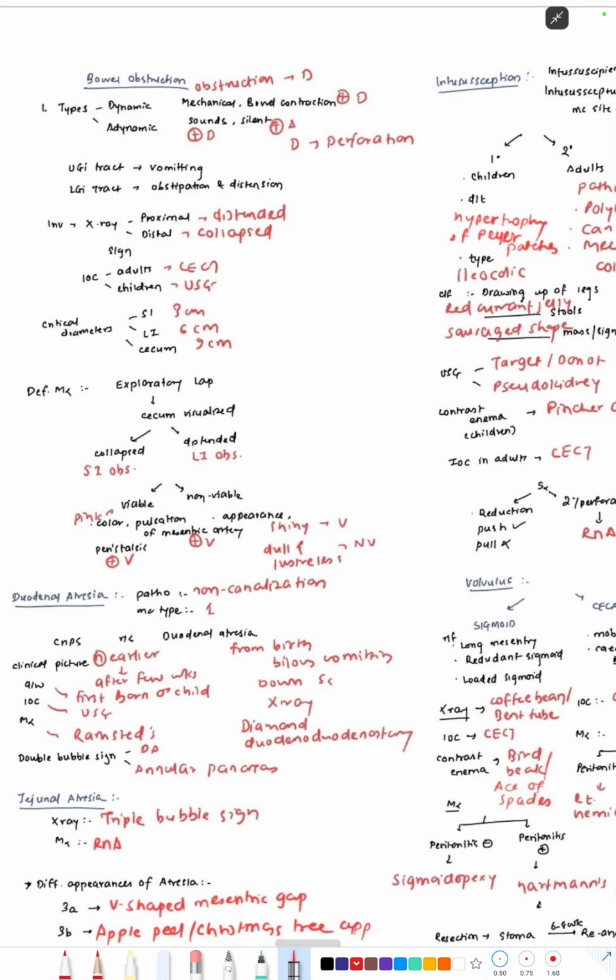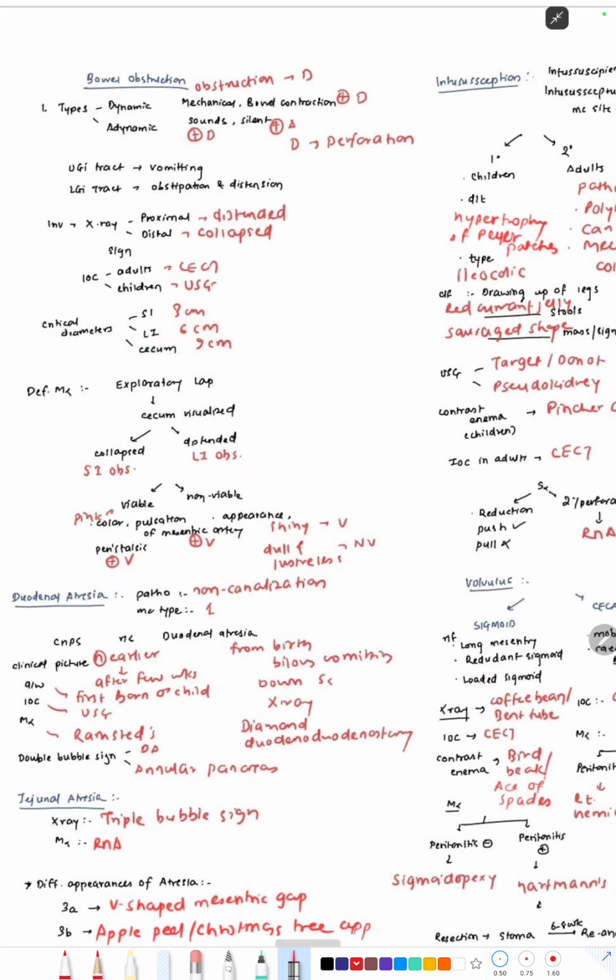Upper GI tract obstruction will more often lead to vomiting, while lower GI tract obstruction will lead to obstipation and distension. On investigation by X-ray, the proximal segment will be distended while the distal segment will be collapsed. The investigation of choice in adults is the CT. For children, it is going to be the ultrasound. Critical diameters: for small intestine it is 3 cm, for large intestine it is 6 cm, and for the cecum it is 9 cm.